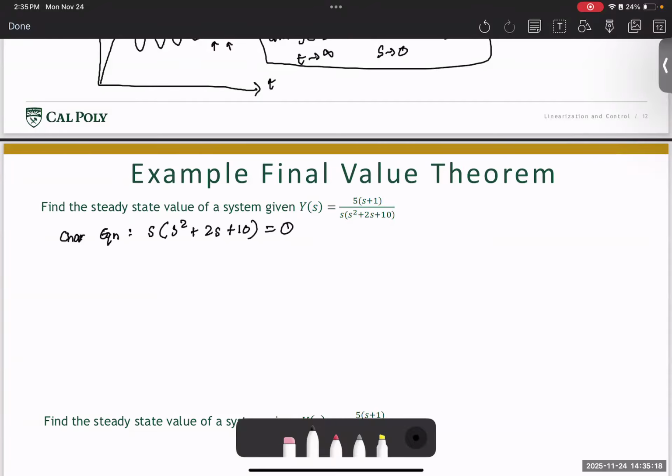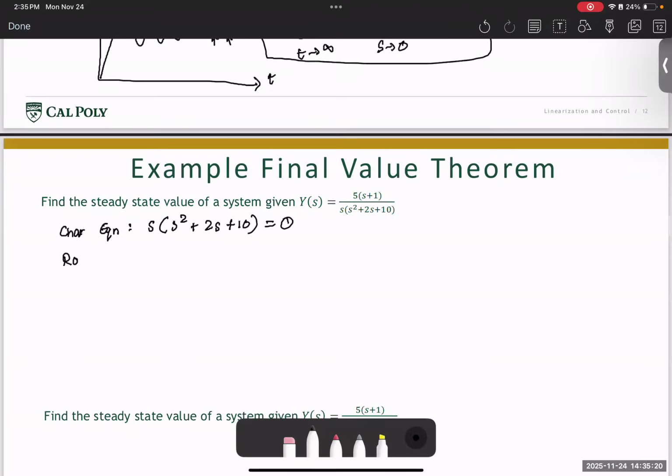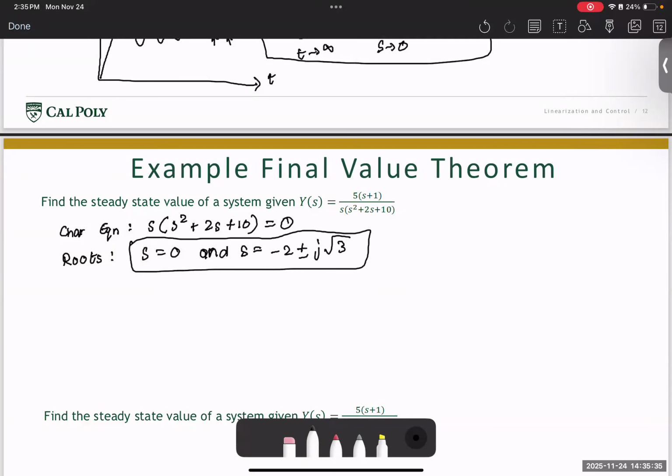Then solving for the roots, we get that s is equal to 0, and s is equal to -2 plus or minus j root 3. In such a case, we have one pole at the origin, and the other two poles are on the left-hand side.